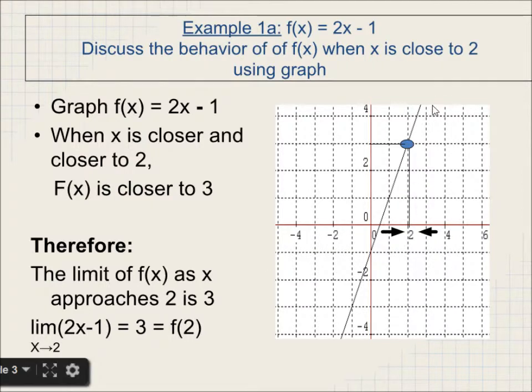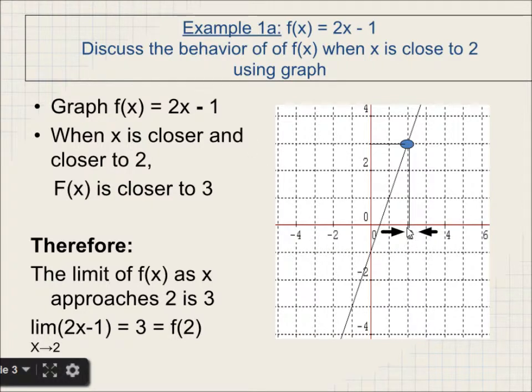In this graph, using different values of x, we have calculated the value of f(x) and plotted this graph, which is f(x) is equal to 2x minus 1. So this line represents 2x minus 1. When x is closer to 2, what happens? Where is x equal to 2? This is 2. When x is equal to 2, the value of f(x) is closer to 3. How? When you put 2 in this function, 2 times 2 minus 1 is 3.